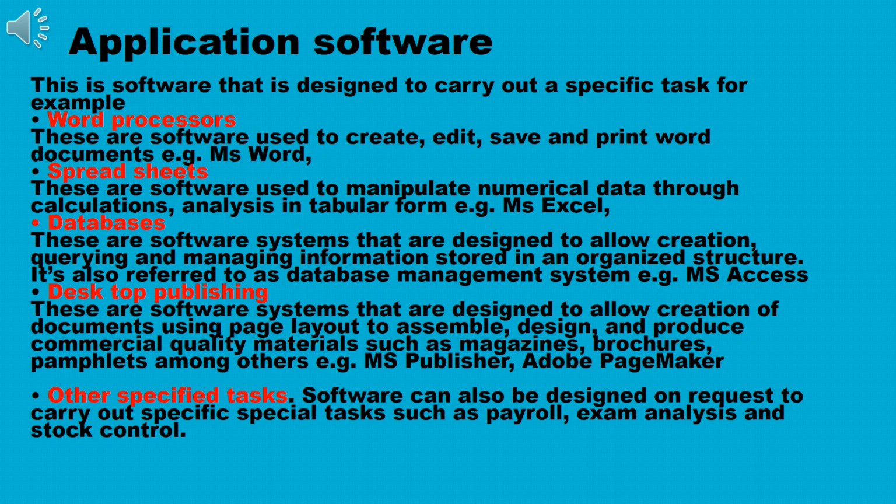Databases. These are software systems that are designed to allow creation, querying, and managing information stored in an organized structure. It's also referred to as database management system, for example, MS Access. Desktop publishing. These are software systems that are designed to allow creation of documents using page layout to assemble, design, and produce commercial quality material such as magazines, brochures, pamphlets, among others. For example, MS Publisher and Adobe PageMaker.